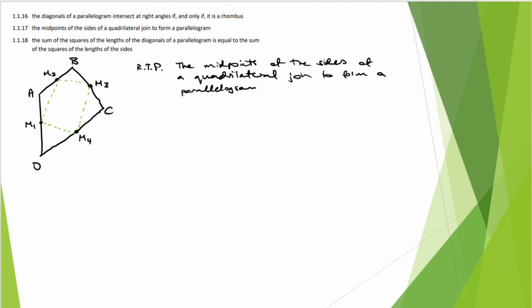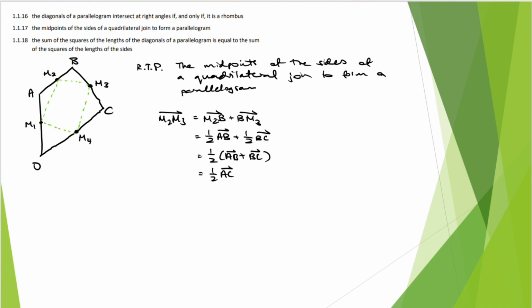So if I consider M2, M3, that is equal to M2B plus BM3. Okay, and that's all equivalent to 1/2 AB plus 1/2 BC. And so I can write that as 1/2 of AB plus BC, and AB plus BC in this case is equal to AC. So that's equal to 1/2 AC.